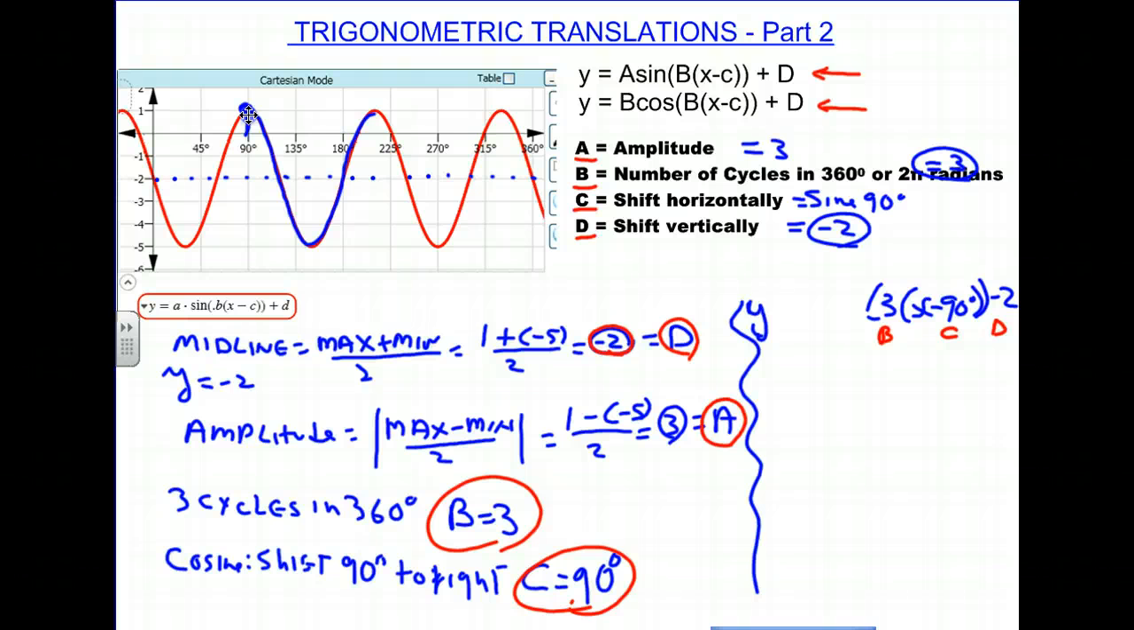So let's write this all down. Notice I have that here. So the cosine curve is a shift of 90 degrees to the right. And that makes our C equal to 90 degrees.